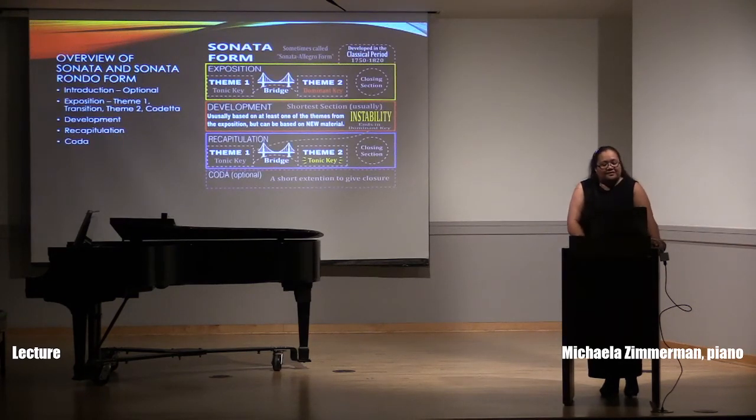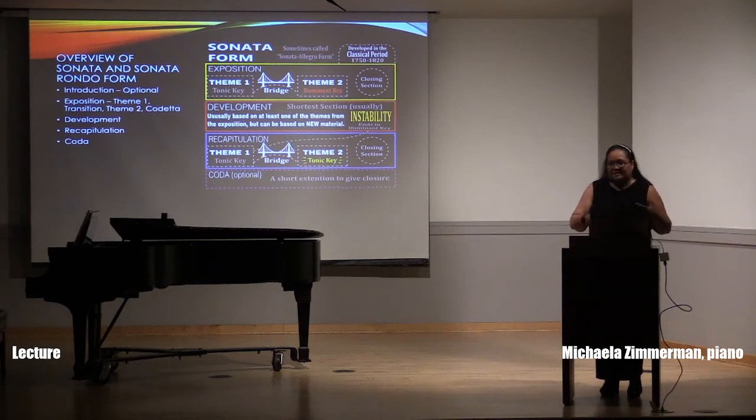So, a brief overview of sonata and sonata rondo form. Introductions are optional, but are not unusual for sonata form. The exposition is the first part in sonata form. It is where the themes and motives are set forth directly. You have a first theme, or principal theme, or theme one. It can consist of a single theme or a group of motives or themes. Then you have theme two, and theme two in the exposition is usually in the dominant key of the current sonata.